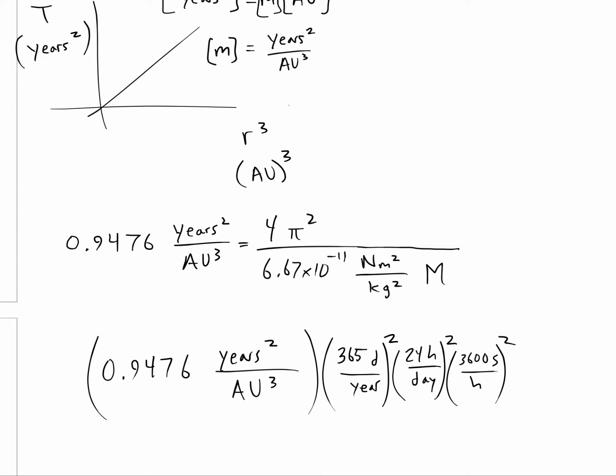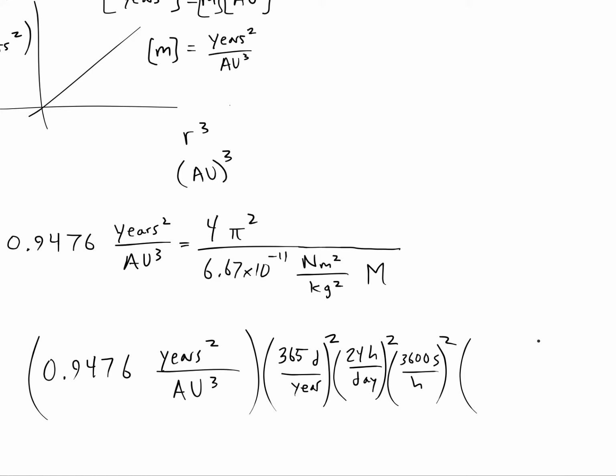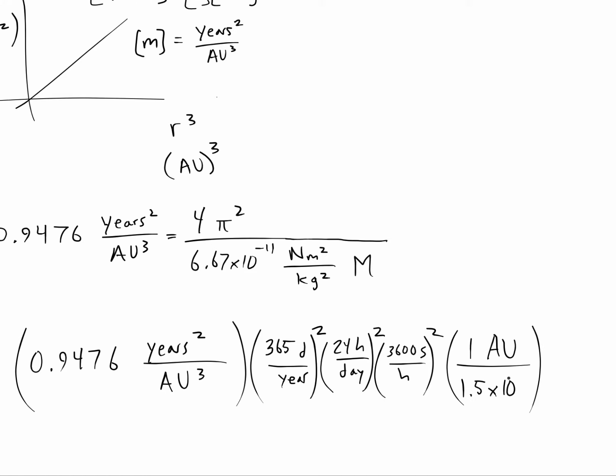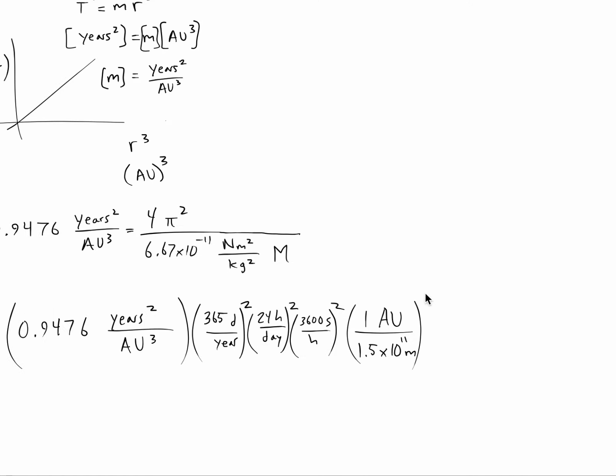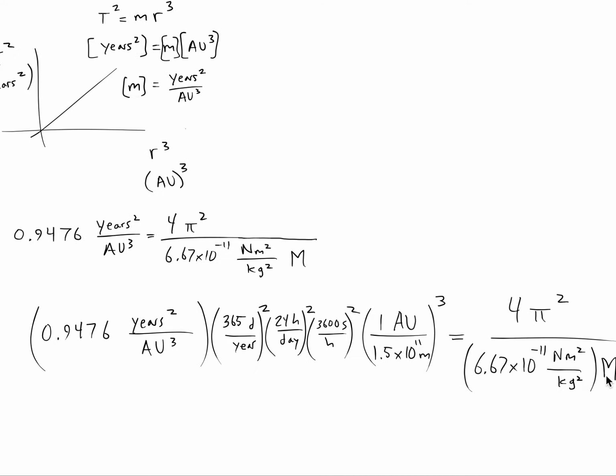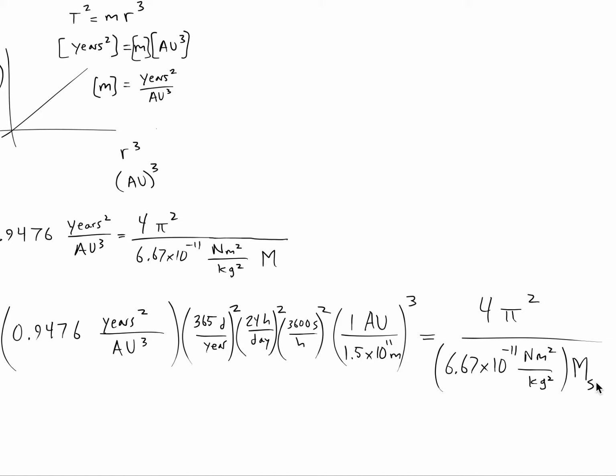That takes care of the top units, but you gotta get rid of the AU cubed. So we need another factor. The definition of an AU is 1.5 times 10 to the 11 meters in an AU. We have to cube this factor because AU is cubed down below. Then we'll put in the rest, and we'll find the mass of the star by solving for it.